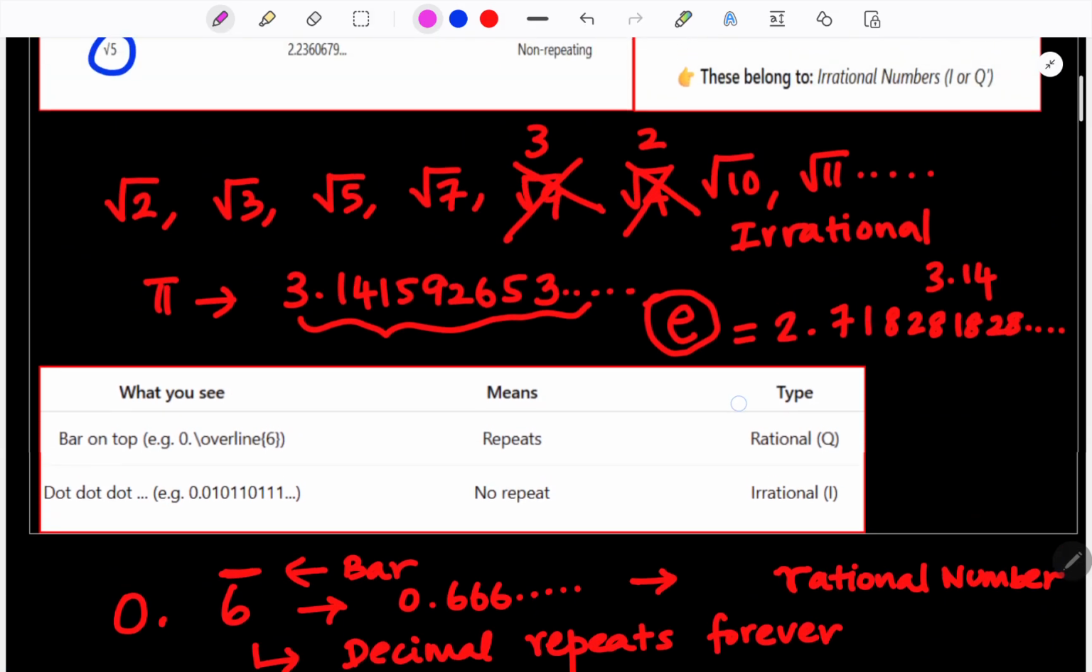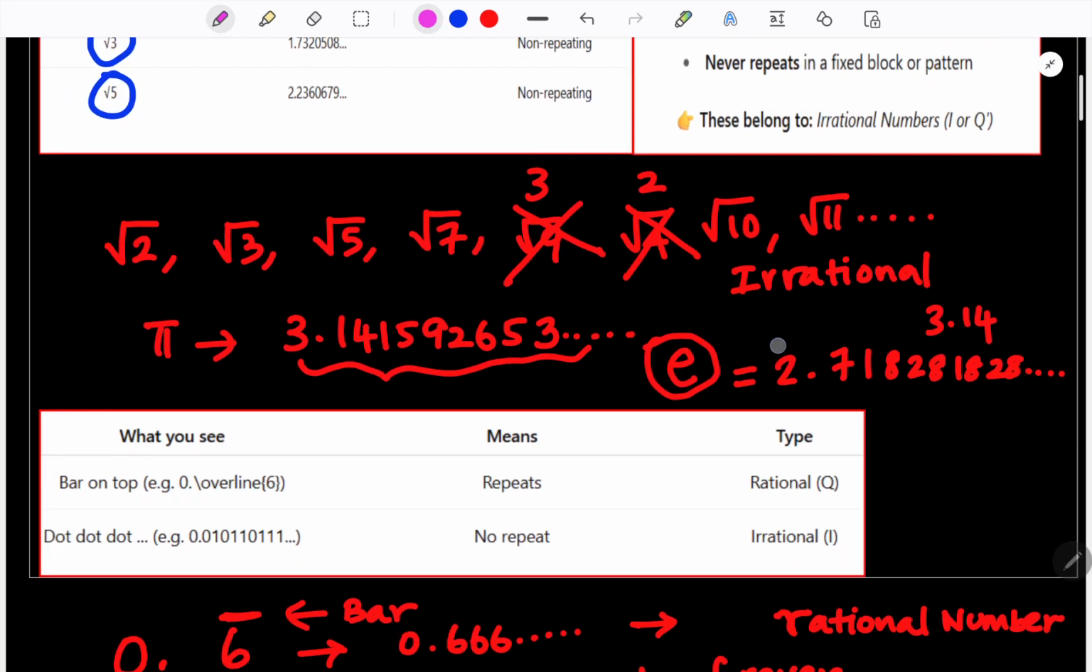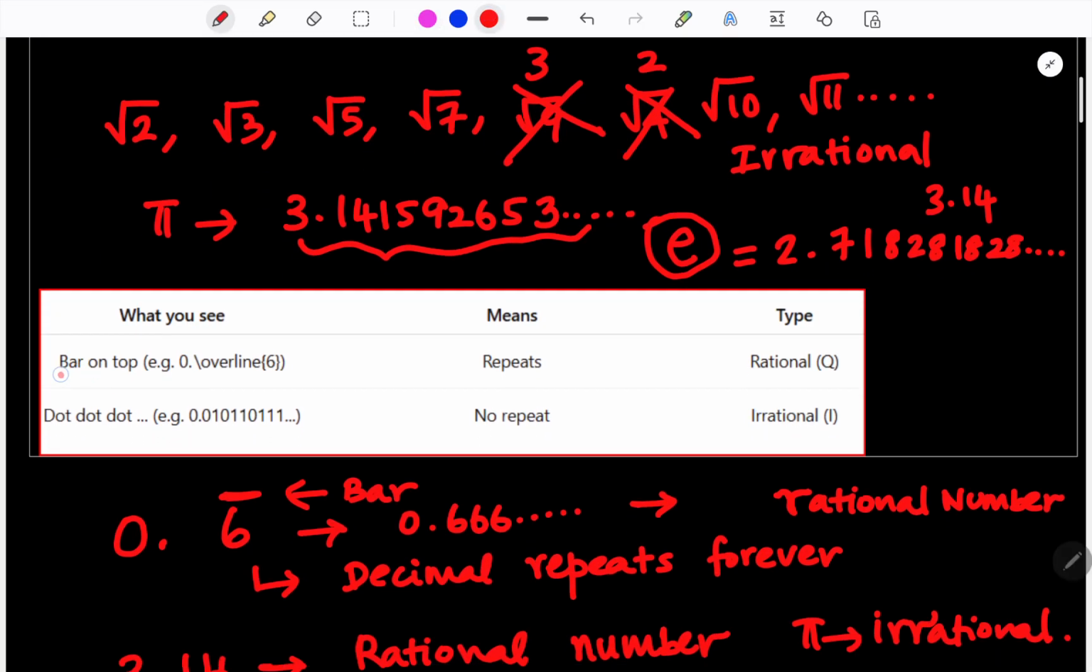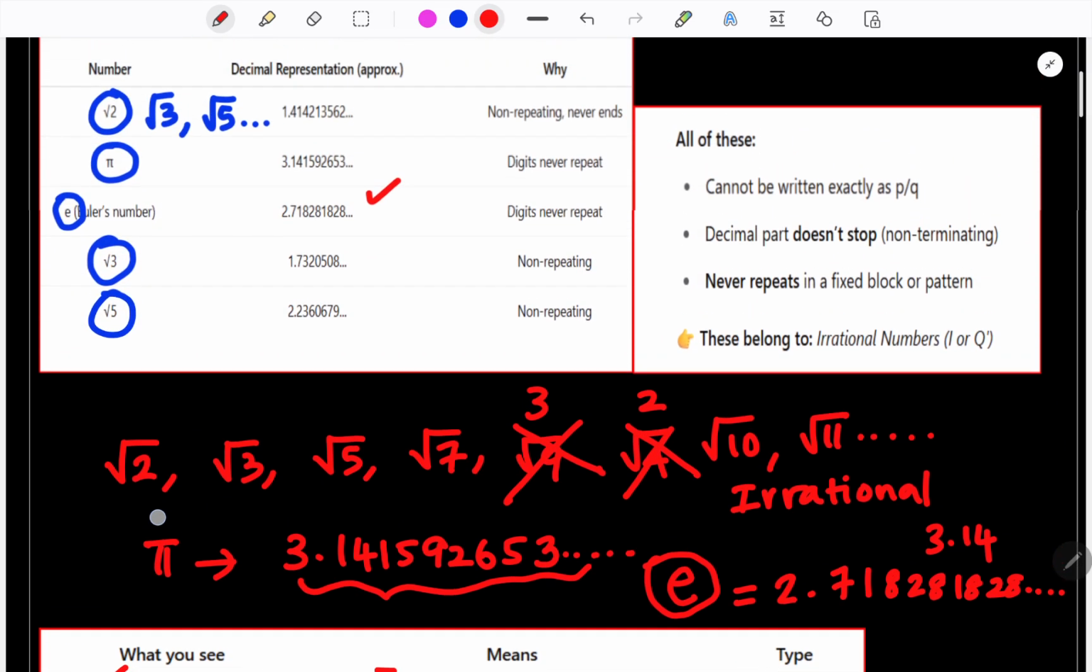Okay, teacher, can you give me a rule, what can I do when this situation comes? Look here, everybody. If the bar is on the top, like this, then it is a rational number. And if there is a number with no repeat, you see here, 0.0101110111, there is no repetition, then it is an irrational number. Clear, everybody?